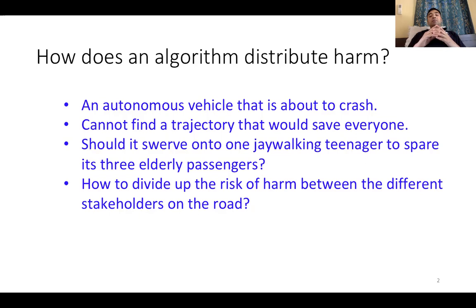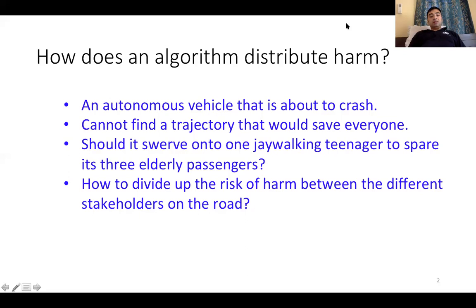So why is this question difficult? Why do you think it is difficult? What is the issue? Any thoughts? No thoughts. So the point is that the harm we are talking about here is inevitable. You cannot save everyone. That is the most important point.